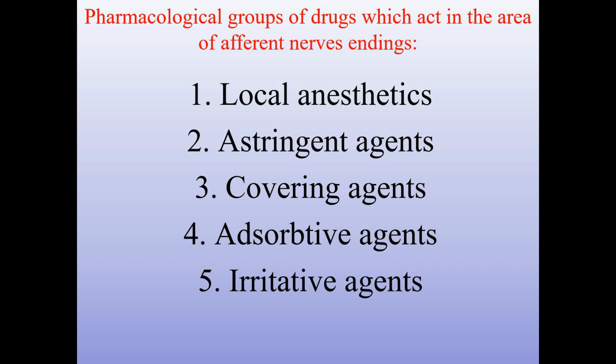Pharmacological groups of drugs which act in the area of afferent nerve endings: local anesthetics, astringent agents, covering agents, adsorptive agents, and irritative agents. Today we will discuss all five.